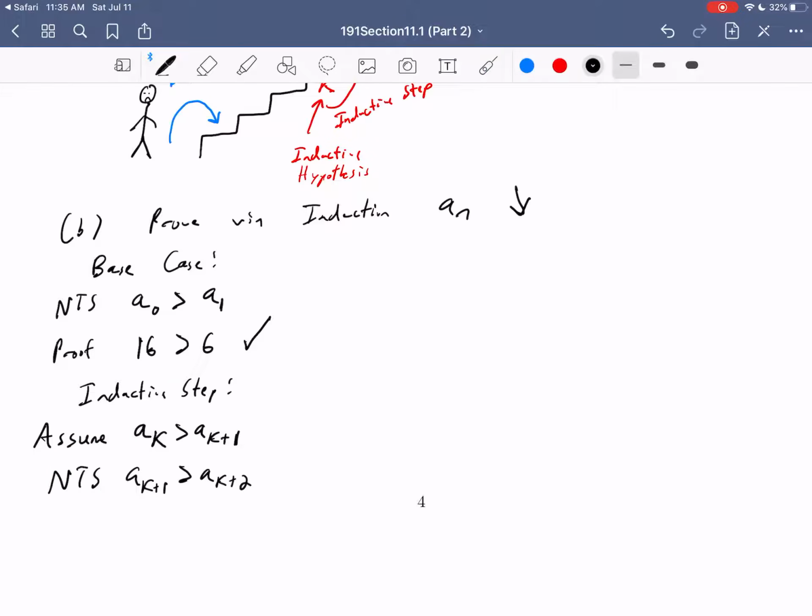So that's what we need to show. So how do we actually do that? Well, the proof, this is always going to be very formulaic. We're going to start with this assumption.